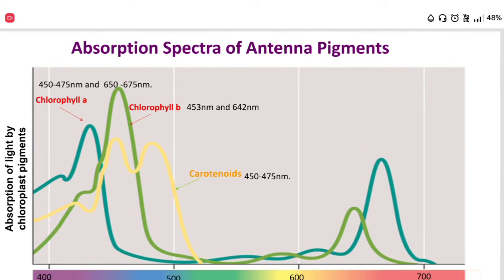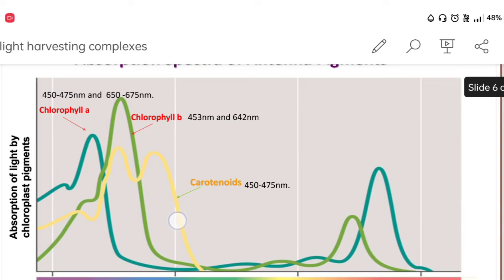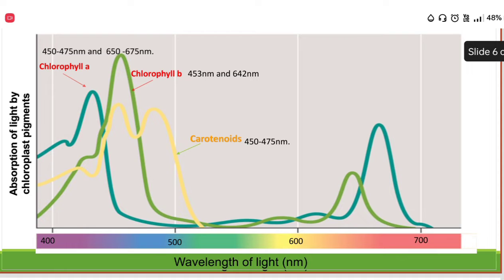Then in the next slide you can see there is absorption spectra of antenna pigments given below. So this chlorophyll A molecule absorbs the light at wavelength 450 to 475 nanometer and 650 to 675 nanometer.